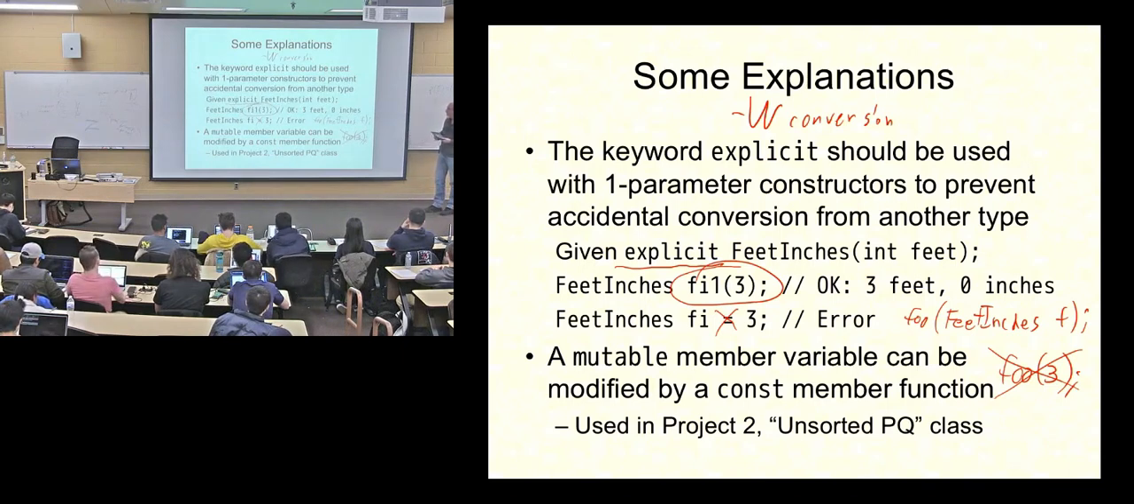So like I said, Google requires you to write code using explicit for all convert constructors because it's dangerous to do otherwise and it leads to code that's just terrible to debug.